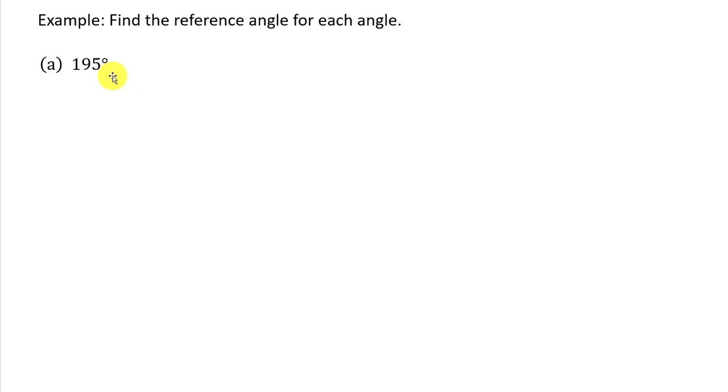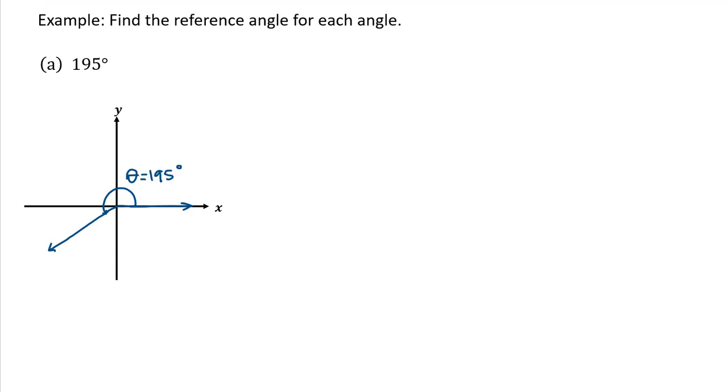So the first one that we have is the angle that measures 195 degrees. I think that the easiest way to find the reference angle is by sketching the original angle, the given angle, and then locating the reference angle on the xy plane. And that's exactly what I'm going to do. This is the initial side of the given angle, and then I'll start rotating. This is 90, this is 180, I need to go more, right? 195, so a little bit more, like that.